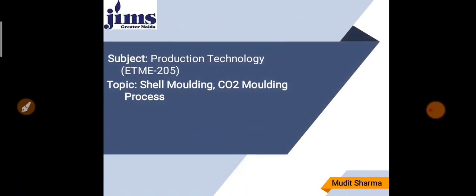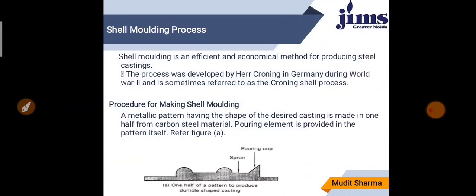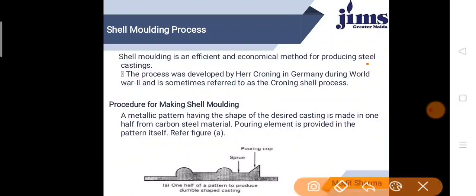Our topic is shell molding and CO2 molding. After shell molding we will discuss the CO2 molding process, which is another process. Firstly, shell molding is an efficient and economical method for producing steel casting. The process was developed by Herr Croning in Germany during World War II and it is sometimes referred to as the Croning shell process.